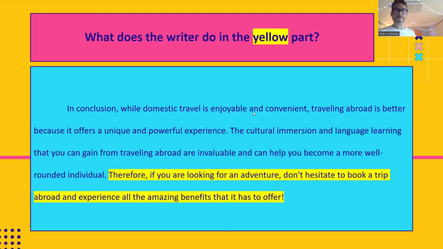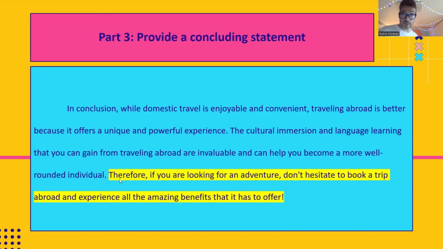What is the yellow part? Yellow part is a concluding statement. And as you can see here, we began with therefore. You can say for these reasons. You could even say in conclusion, but since we already used in conclusion here, it's probably better not to repeat it. So therefore, for these reasons. Hence, if you are looking for an adventure, don't hesitate to book a trip abroad and experience all the amazing benefits that it has to offer.